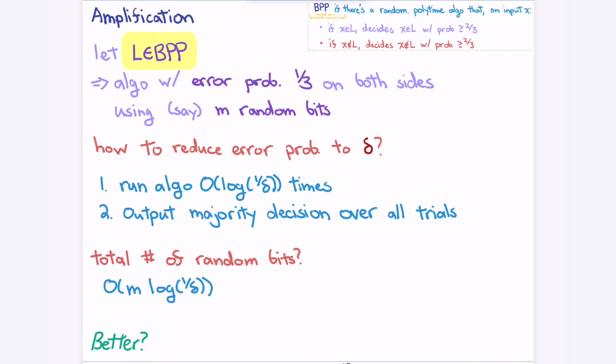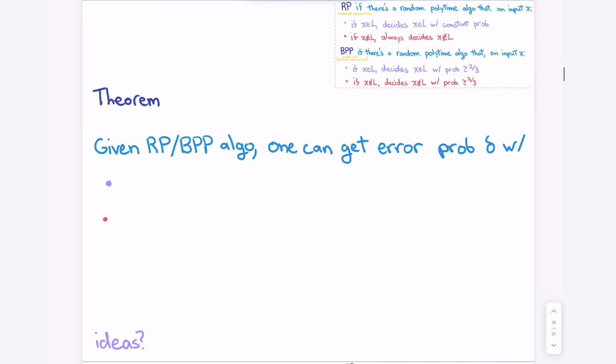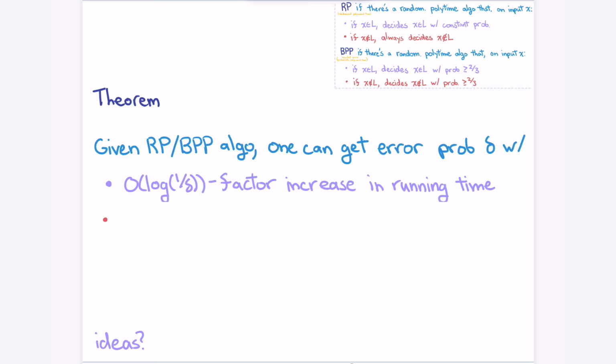Okay. All right, so in that exact situation, what we'll do today is get down to error delta by repeating it O(log 1/delta) times. That won't change. The running time will still multiply by log 1/delta. But instead of multiplying the number of random bits by log 1/delta, we're just going to add log 1/delta. So instead of m times log 1/delta, you'll end up using m plus log of 1/delta random bits.